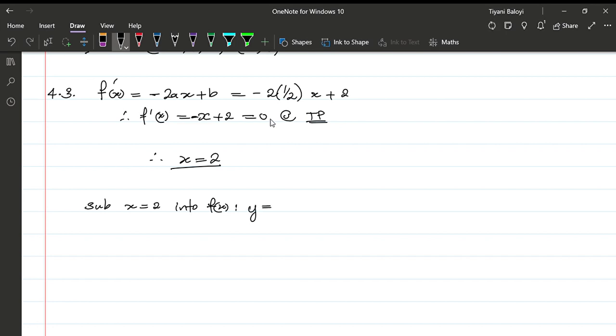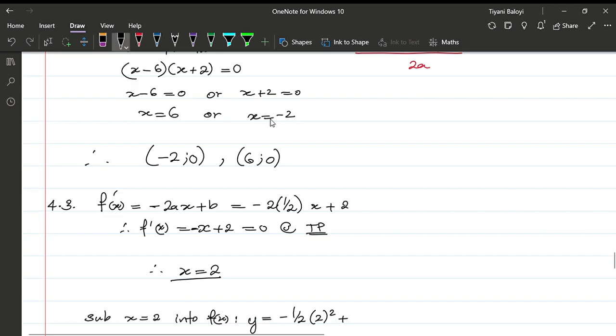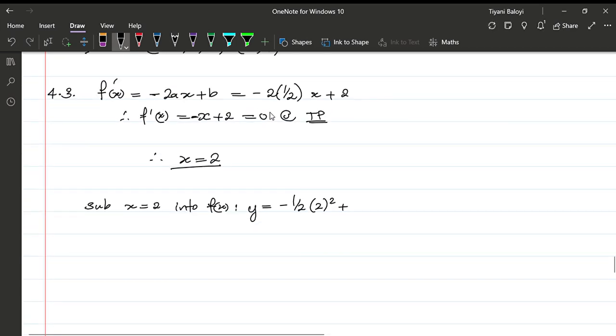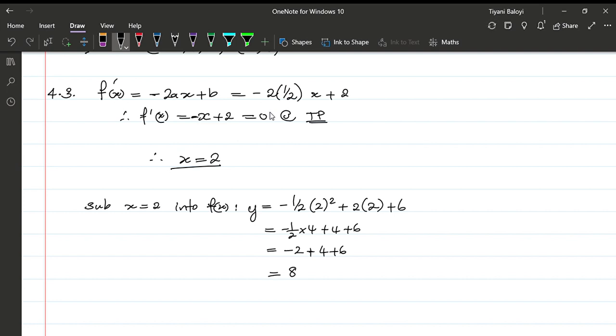So you have minus 1 over 2. That's our function. So you have 2 to the power 2 plus 4, no, is it plus 4? Let me just check. It's plus 2. Checking is better because then I prevent mistakes, right? So this will be a 4. So this will be 1 over 2 by 4 plus 4 plus 6. This will be what? Minus 2 plus 4 plus 6. So this will be what? This will be 8 because this gives you 10 minus 2, so you get 8.